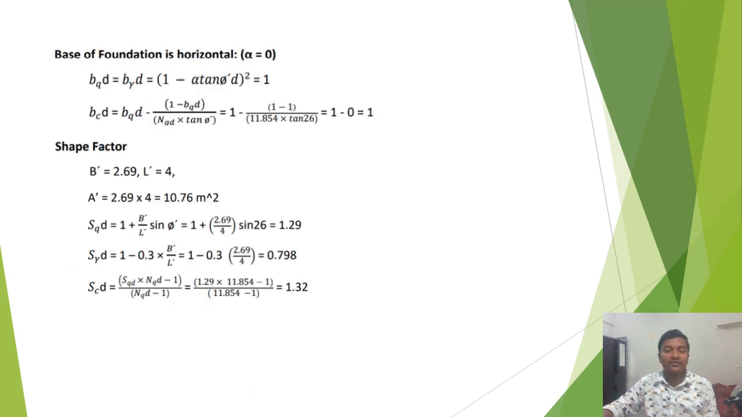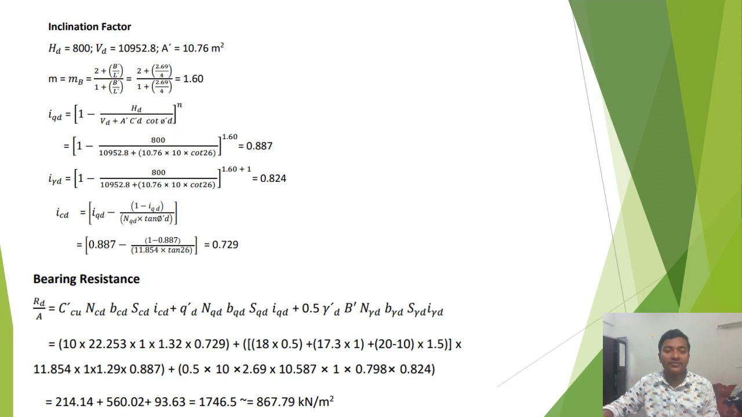Then after that we have to calculate the shape factor. After calculating the shape factor, we have to calculate the inclination factor using horizontal load and vertical load. After calculating all the factors, we have to calculate the bearing resistance using the Meyerhof equation. So we put all the factors in the Meyerhof equation, then we get the bearing resistance. For bearing resistance, we got 1746.5 kilonewton per meter square.